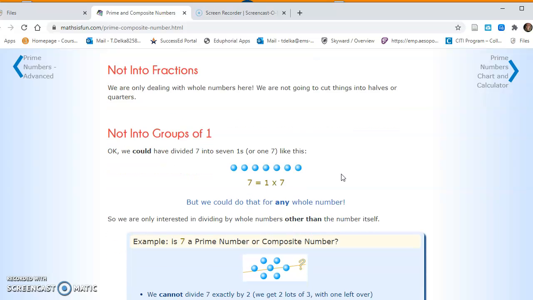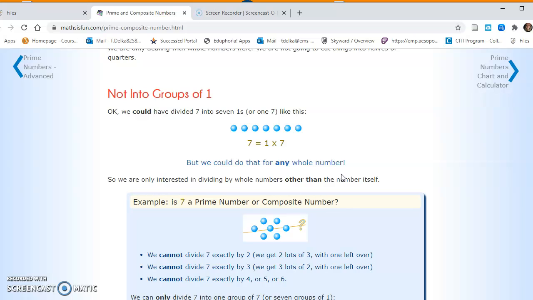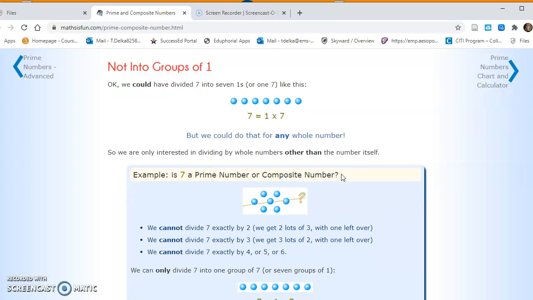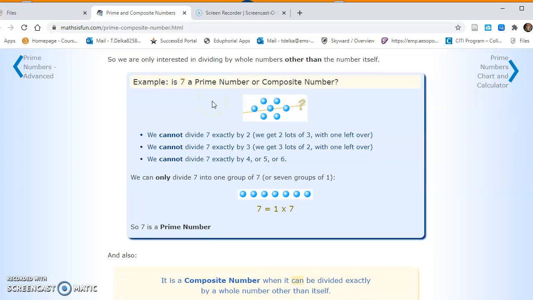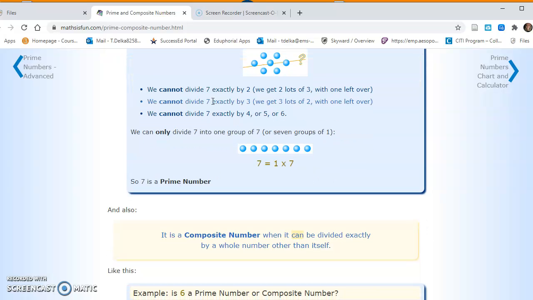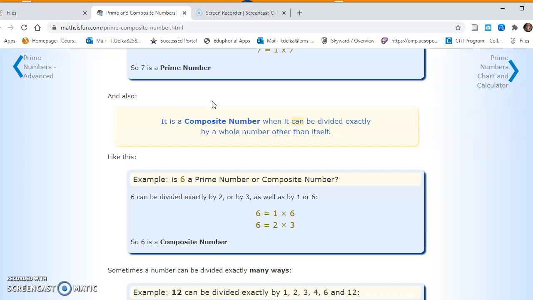You cannot divide into fractions, which I've already gone over. You cannot divide into groups of 1. If it's a group of 1, then it's a prime number. So 7, it can be divided by 7, but you'd get the number 1, and that's not how that's going to work. We're also only interested in dividing by whole numbers other than the number itself. So again, you can't do 7 divided by 7 because you're trying to use other numbers to get a whole number. So 7 remains prime.